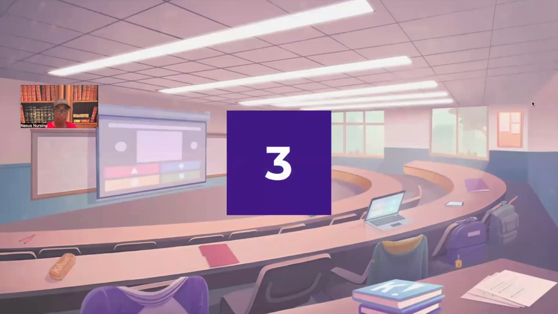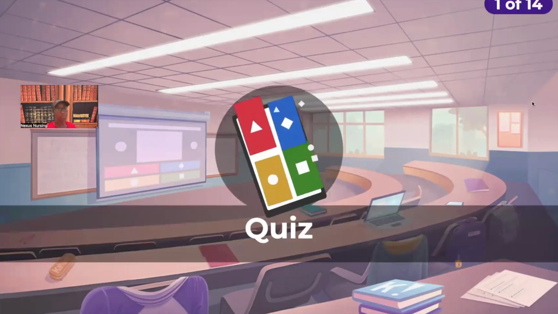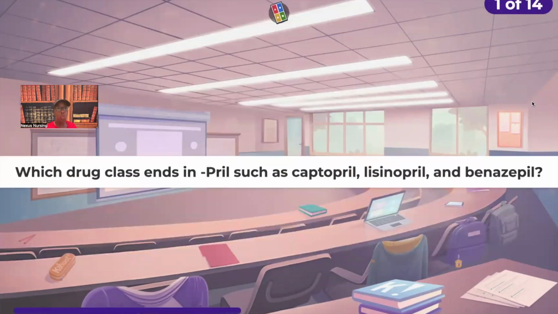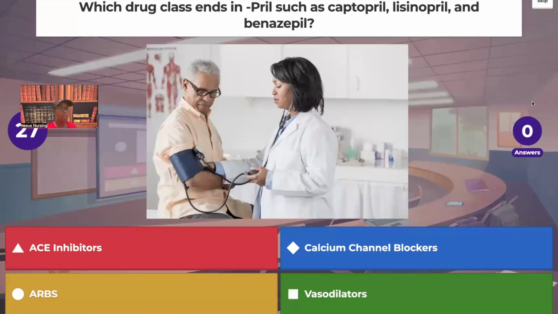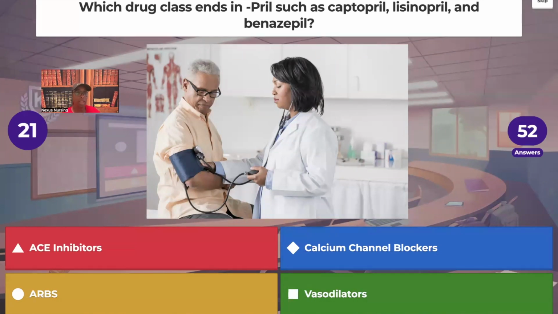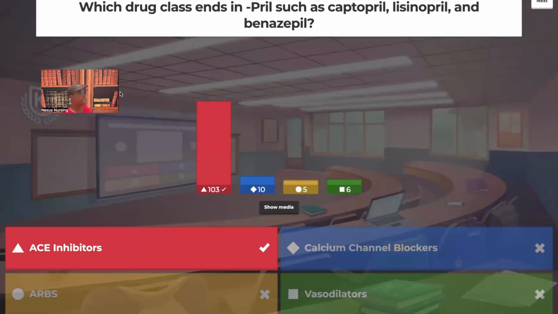Antihypertensive agents. First question. Which drug class ends in pril, such as captopril, lisinopril, benazepril? That actually says benazepril, but you get the gist. Which one is it? Your ACE inhibitors, your calcium channel blockers, your ARBs, or your vasodilators? Very good. Your ACE inhibitors.